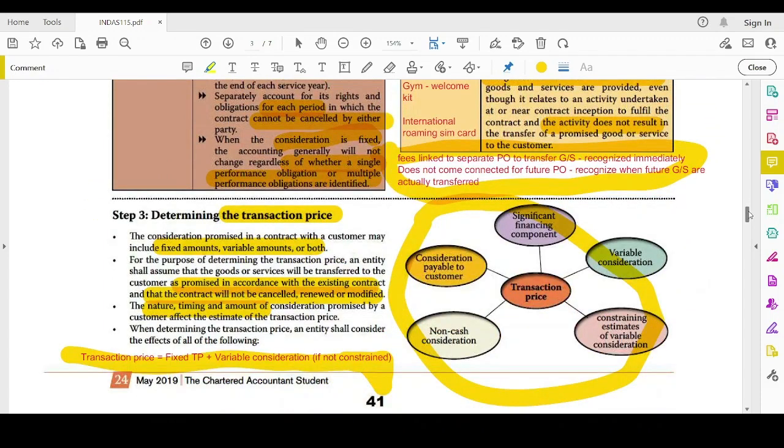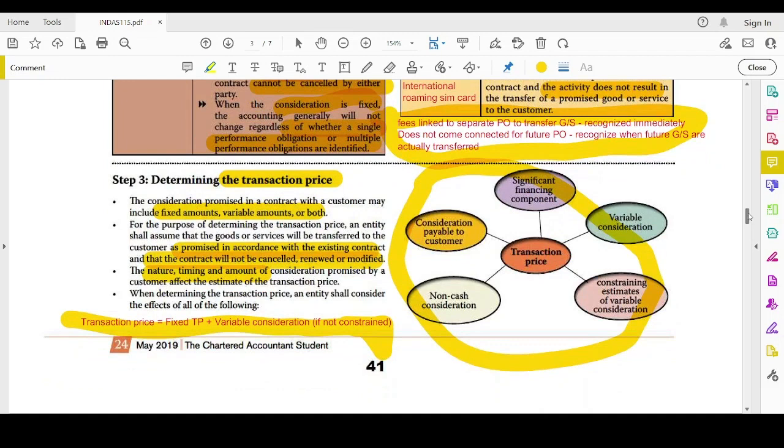Okay, then we are moving on to the third component, determining the transaction price. The consideration promised in the contract with the customer may include a fixed amount or a variable amount, or it can be both. We will determine the amount which is non-cancelable or non-renewable. Those amounts can be directly recognized as revenue. The nature, timing, and amount of consideration promised by a customer also affect the transaction price.